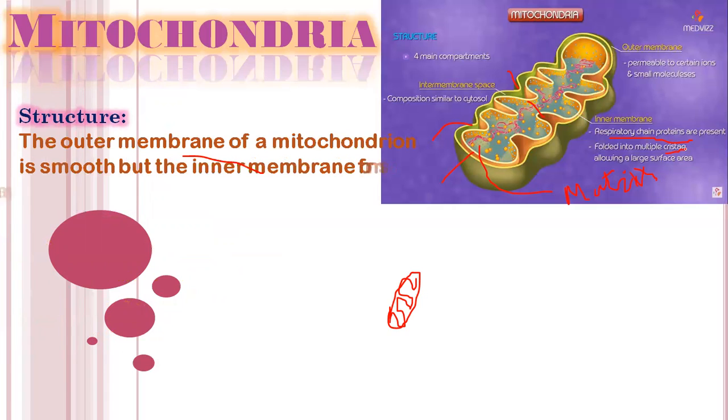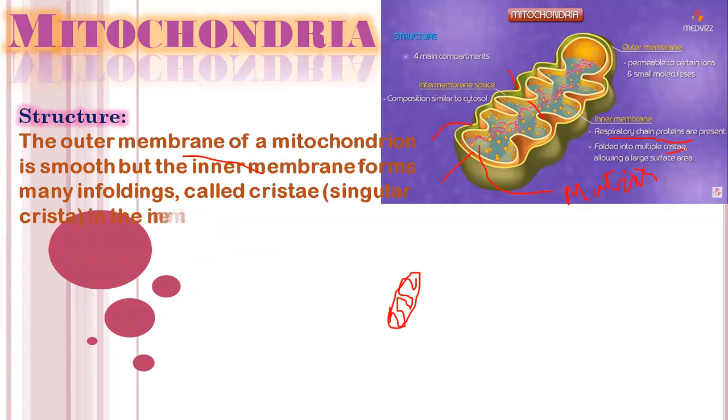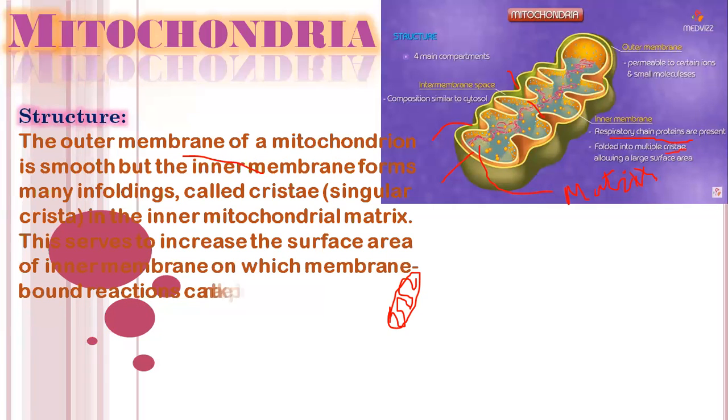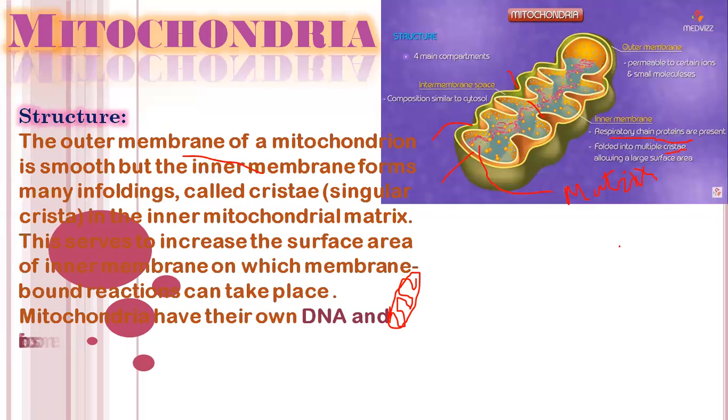So we have seen its structure: the outer membrane of mitochondria is smooth, the inner membrane has some foldings, and that is called cristae, and singular crista. And it has the inner mitochondrial matrix, this one. It serves to increase the surface area of the inner membrane on which membrane bounded reactions can take place, for example, respiration. Very important regarding mitochondria, it has its own DNA and own ribosomes.